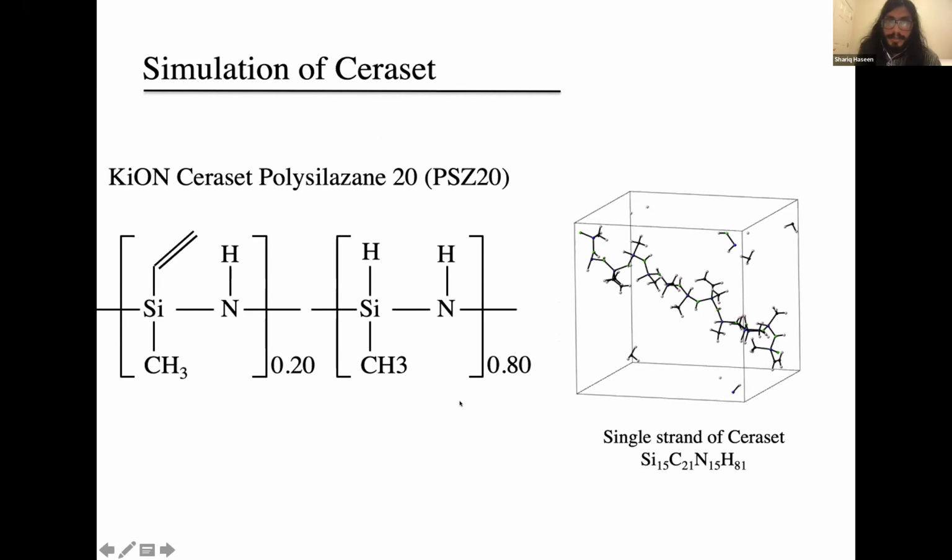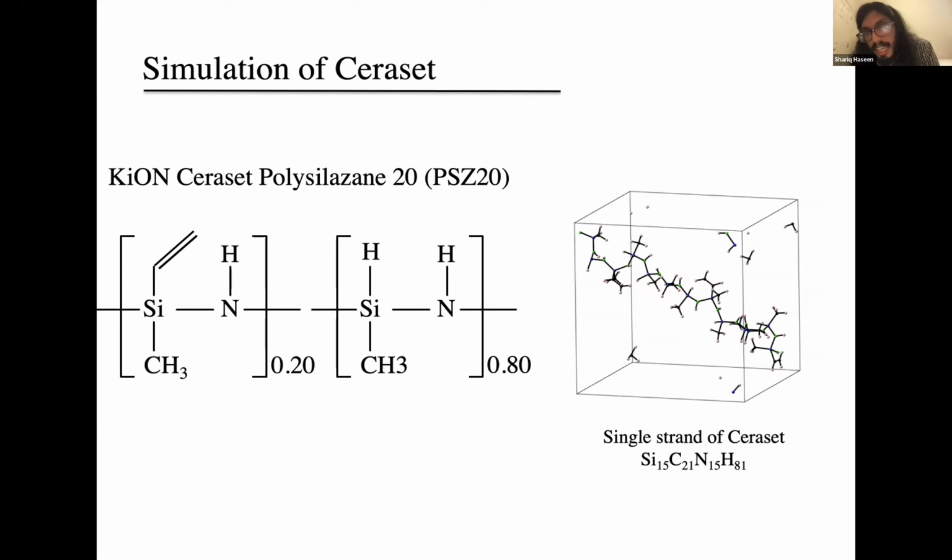Okay, so looking at Ceraset, we look at the Ceraset polysiloxane, PSC 20, specifically, and you saw the different names that this would go by in Dr. Kroll's presentation. Here, I'll just refer to it as Ceraset. So as you see from the structure of Ceraset, 20% of the silicon has a methyl and vinyl group attached. The other 80% has only that methyl group, with the hydrogen still on the silicon.